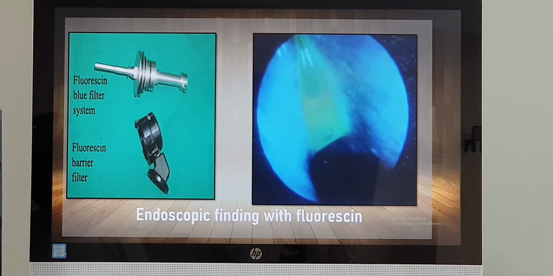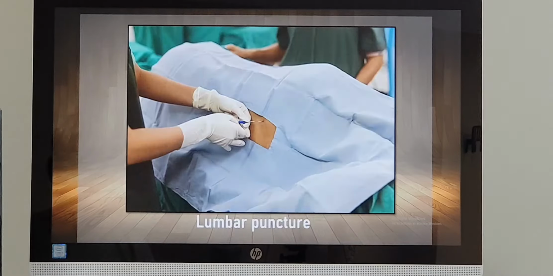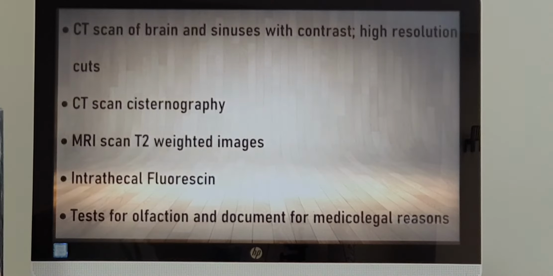Sometimes some of the surgeons, instead of doing an intrathecal injection, use a lesser percentage and spray the fluorescein into the nasal cavity during the operation. When it mixes with the CSF, the CSF gets discolored, showing greenish yellow in color. That is also possible. So we have seen CT scan of the brain and sinuses with contrast dye, MRI scan with T2 weighted images, and intraoperatively we use intrathecal fluorescein.